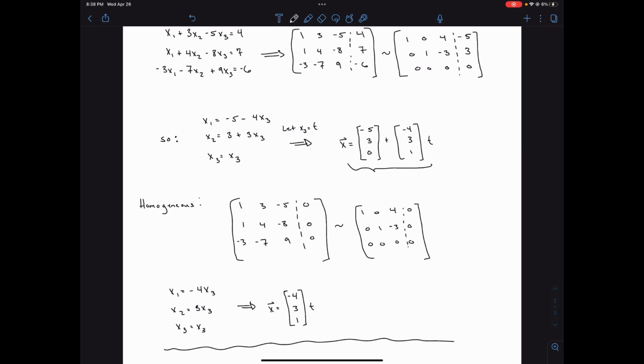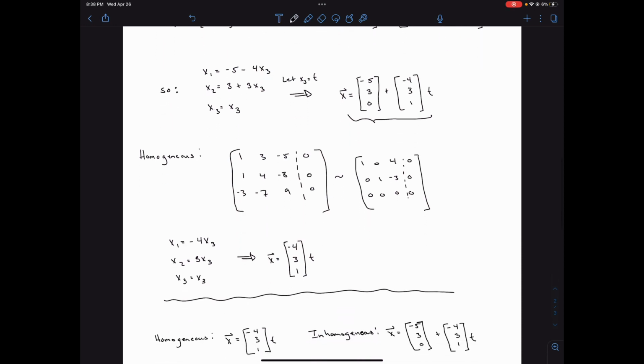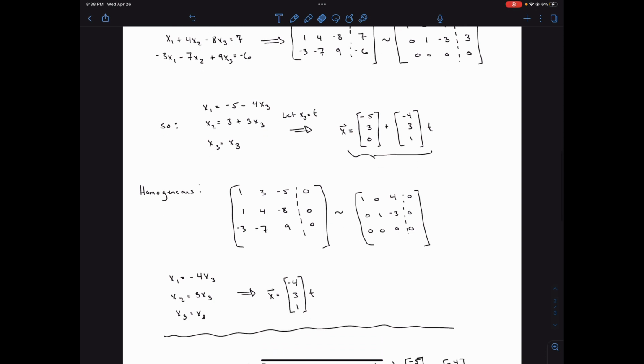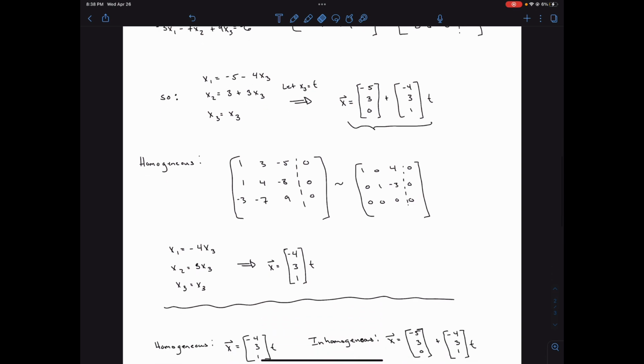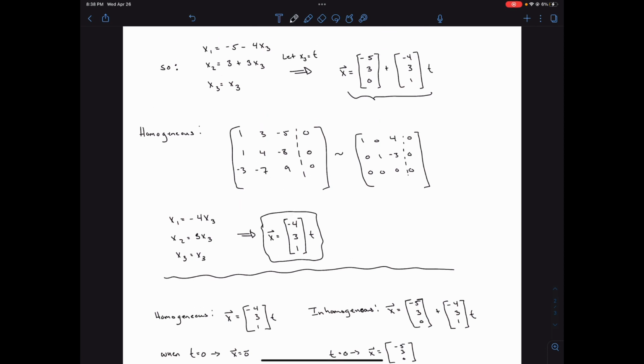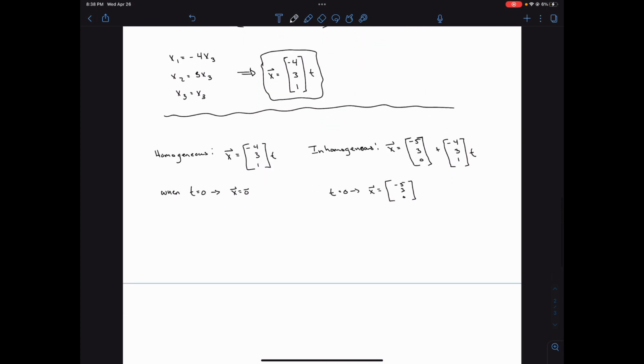And looking at the homogeneous, again, it's the same augmented matrix except that the augmented part is all zeros. So again, simple row reduction, and we are left with this as our solution set. If we write them side by side, we see they are drastically similar. The only difference would be the initial conditions.